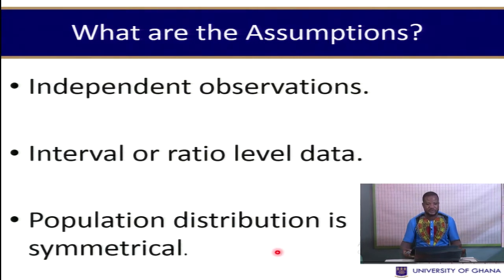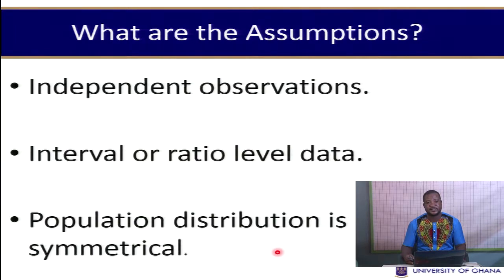There should be independent observations, the dependent variable should be measured on the interval or ratio scale, and the population distribution should also be close to symmetrical.